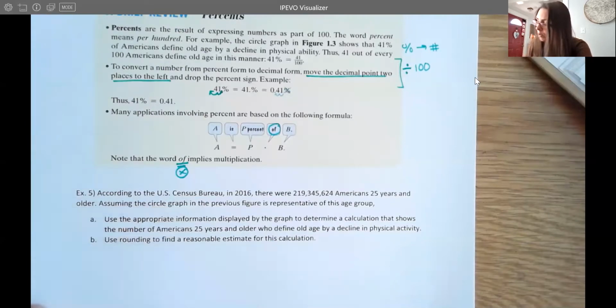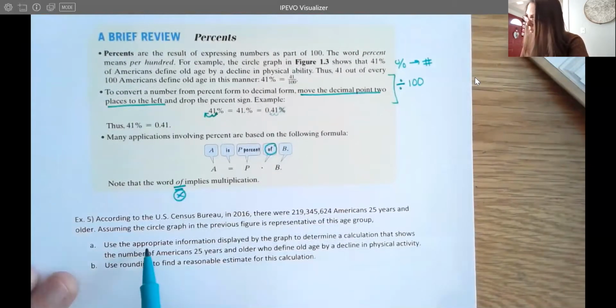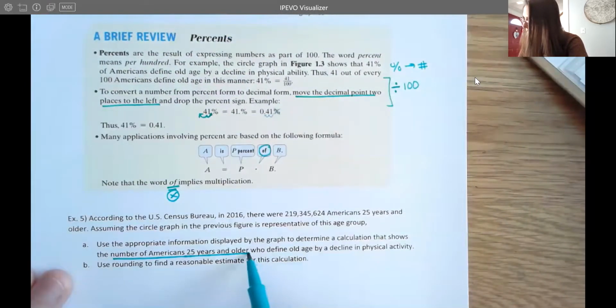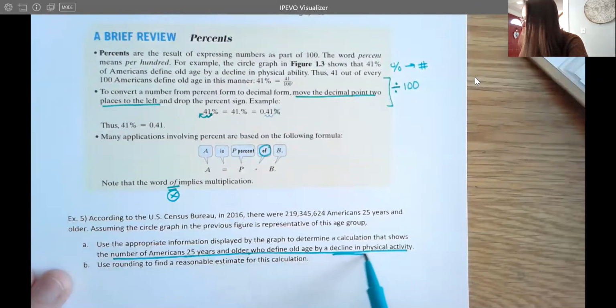According to the U.S. Census Bureau, in 2016, there were 219,345,624 Americans 25 years and older. Assuming the circle graph in the previous figure is representative of this group, answer the following questions, right? So we're going to use the circle graph here. Use the appropriate information displayed by the graph to determine a calculation that shows the number of Americans 25 years and older, so that's who are in this group, who define old age by a decline in physical activity.